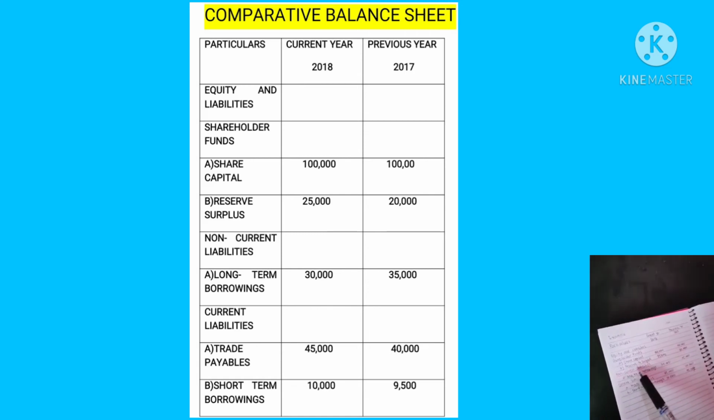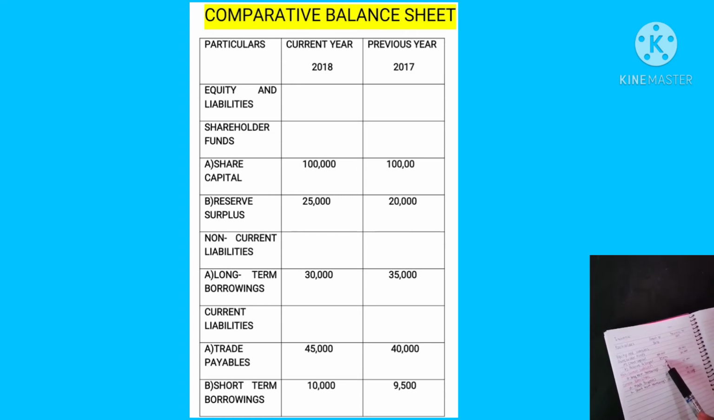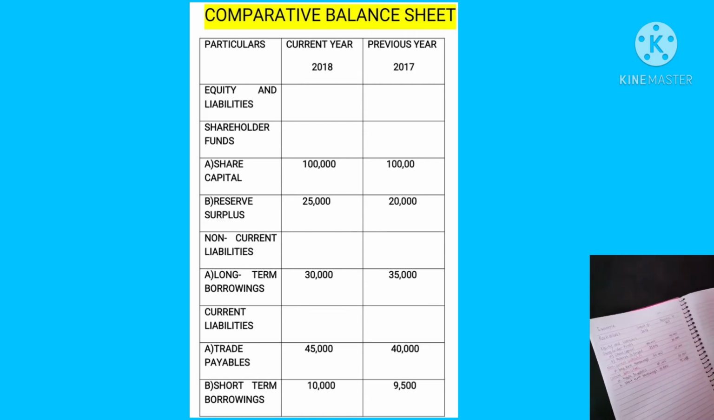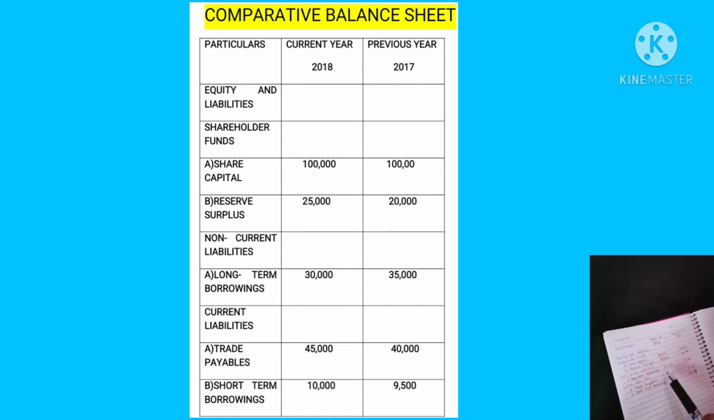And then, for the reserve and surplus, the previous year was 20,000 and the current year is 25,000. So, it increased by 5,000 this current year. And for non-current liabilities, long-term borrowings: in the previous year, they borrowed money of 35,000 and then their borrowing went down to 30,000, which is less by 5,000. So, it means they earned.